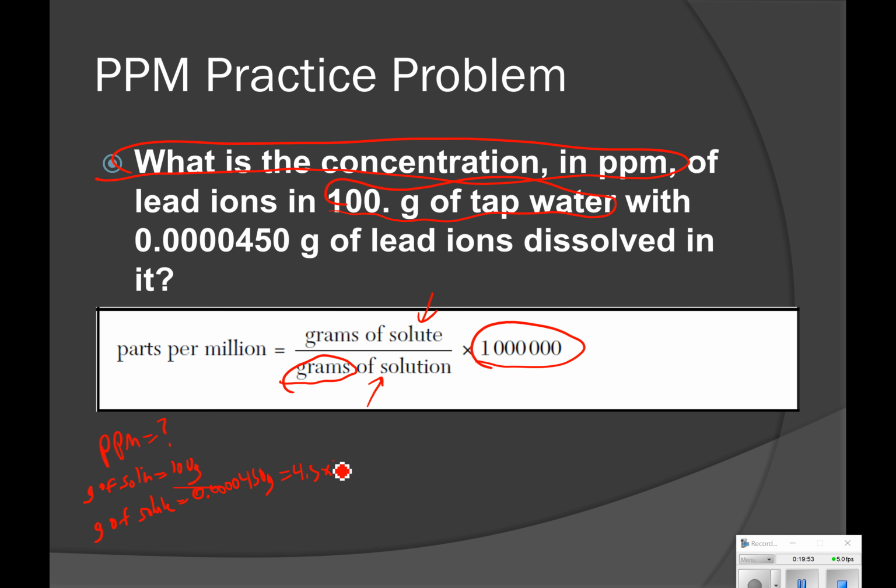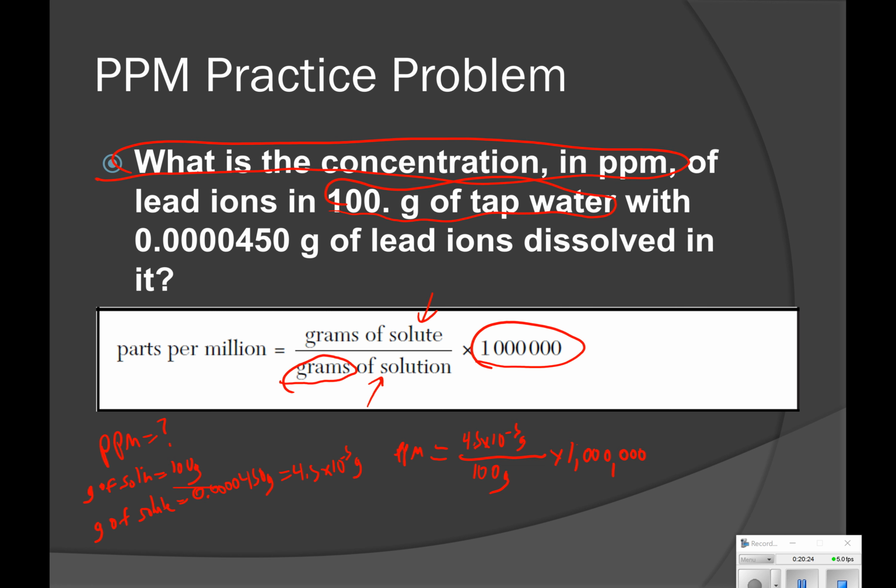4.5 times 10 to the minus 5 grams. And those are the two things that we need. And then we'll multiply that fraction by 100. So our ppm is equal to the grams of solute, 4.5 times 10 to the minus fifth grams, over 100 grams of solution times 1 million.